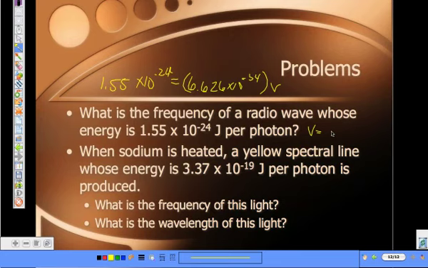So you're going to have to remember how you do the exponents on your calculator. Make sure you have exponents all right. What do you get? In scientific notation. Make sure you put parentheses around your numbers. And that is in hertz.